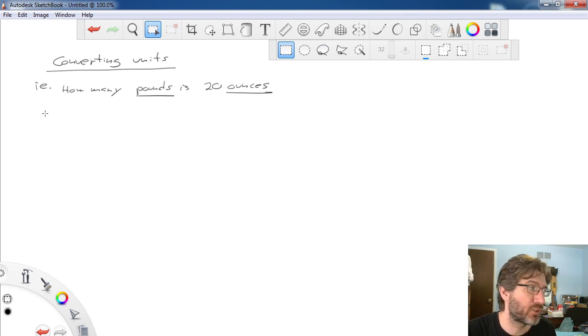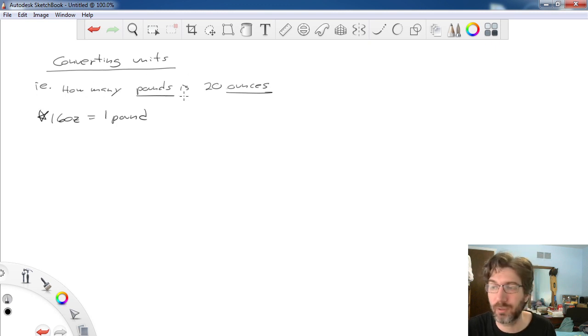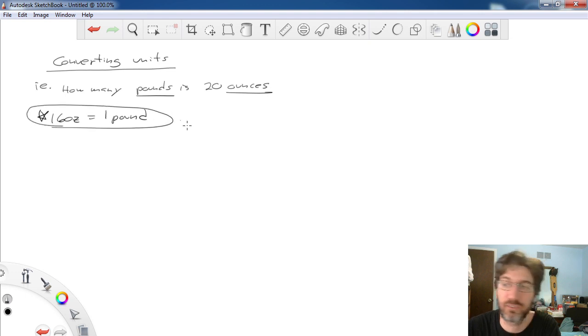So this is information I looked up because I didn't have it memorized. 16 ounces equals 1 pound. I need this information in order to solve this problem. I can't do it without it. I need to know the common ratio between ounces and pounds, and here it is. So again, you look these up if you don't know them. Some of them, hopefully, you have memorized.